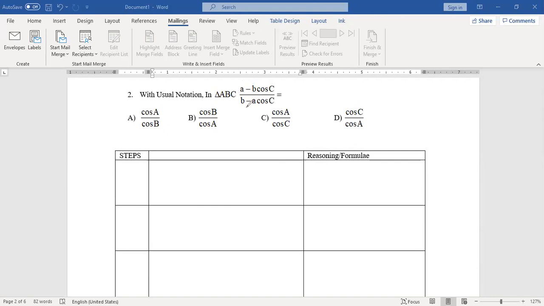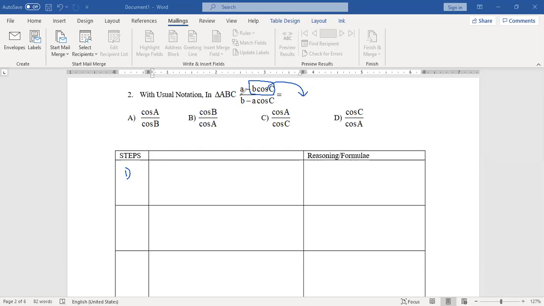Question number 2. What are you planning? Projection rule. You can apply projection rule. That is possible. You can also use cosine rule. Anything will do. But you need the answer in cos A, cos B. 100% sure projection rule is a better option. So step number 1, write the projection rule.